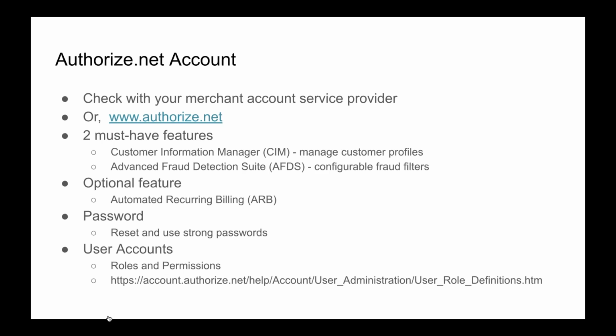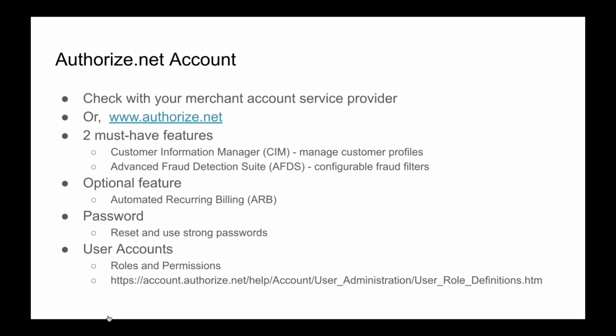And there is an optional feature, which is automated recurring billing, called ARB. If you are a store that has a subscription program where you want to charge your customers every month, or any form of recurring billing, this is a good feature to have. Again, I believe as of now, these three features are free of charge, but authorized.net may have changed that, so please check. And once you set up your authorized.net account, you will get a link from them to activate your account.